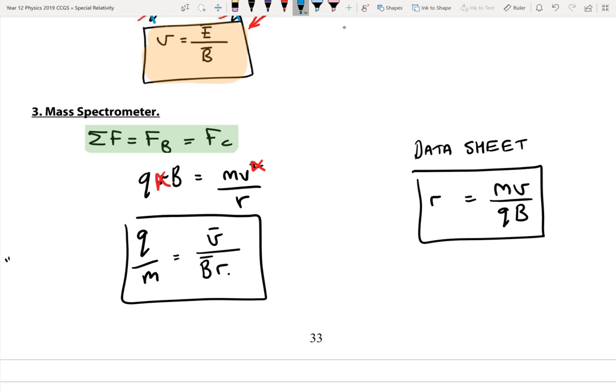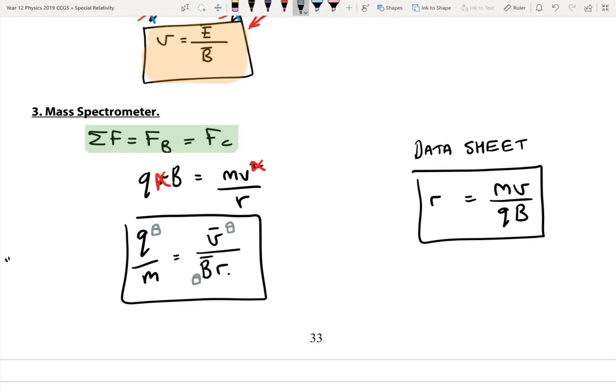I'm going to draw in things that are constant. We know that all the particles have the same velocity. We also know that all the particles have the same charge. They're all chlorine -1 ions. They're all in the same magnetic field. The only thing that's going to vary is they might have different masses.